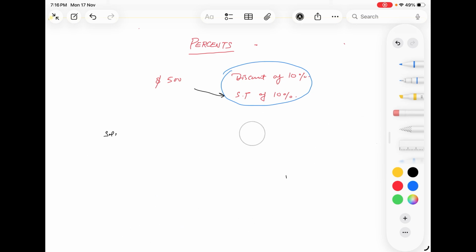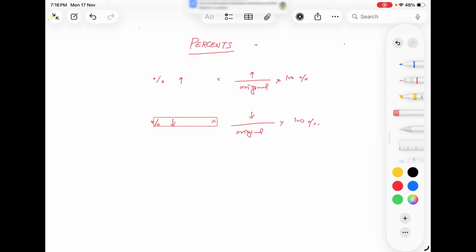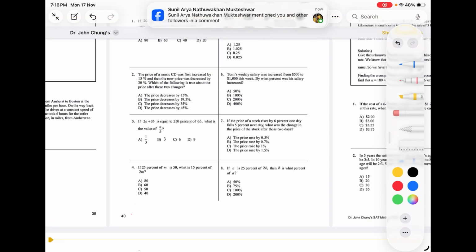Let us do one more thing before going to the questions. Next thing is percentage increase. Percentage increase means increase upon original into 100. And percentage decrease means decrease upon original into 100. Always compare with the original quantity. Mind it. Let us go to the questions.